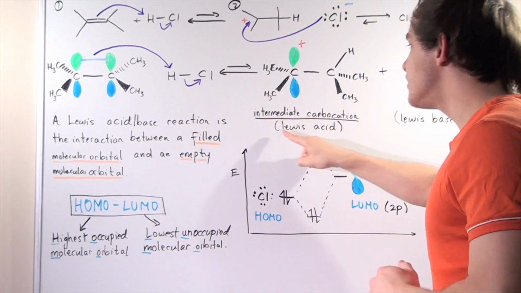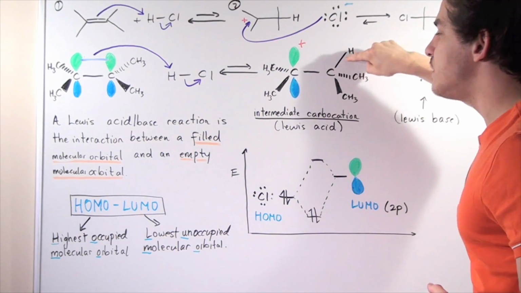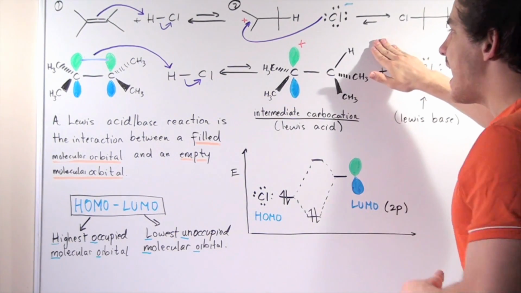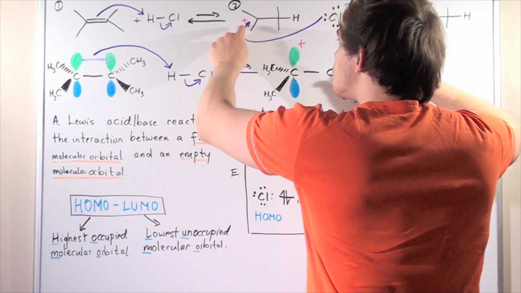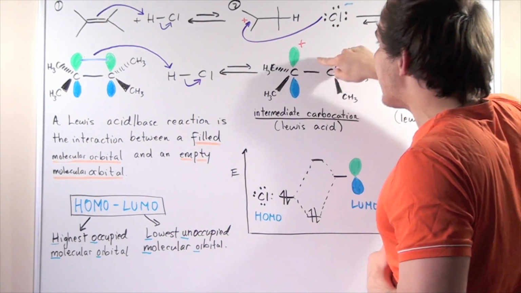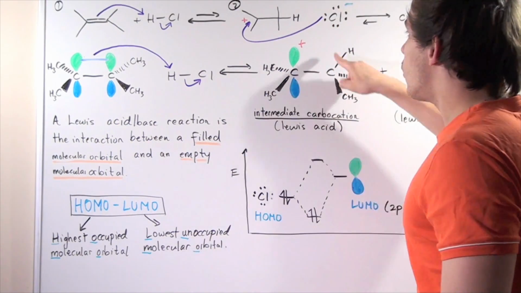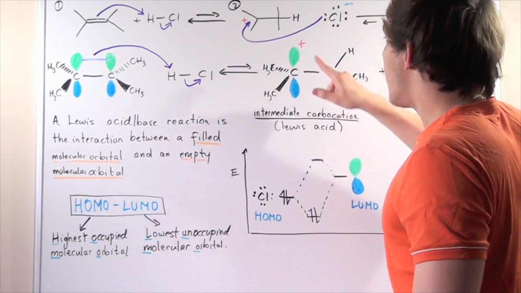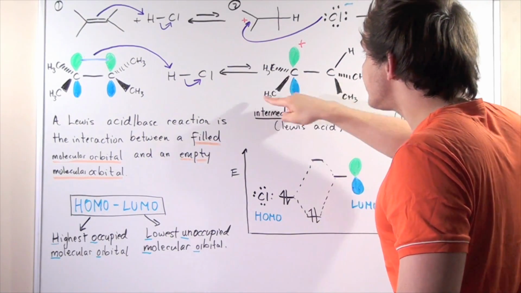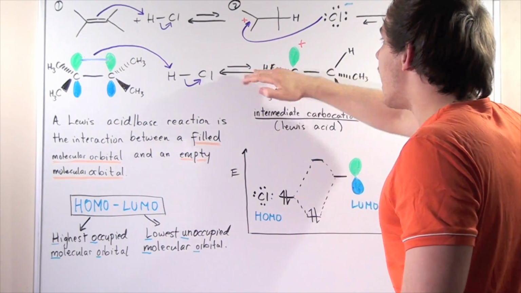So this is our intermediate carbocation. So this bond has been formed, this covalent sigma CH bond. And now we have a positive charge on this 2p orbital because we have 3 electrons, and that means we have a positive charge on the 2p orbital. So once again, this is sp2 hybridized, and this is a planar molecule.